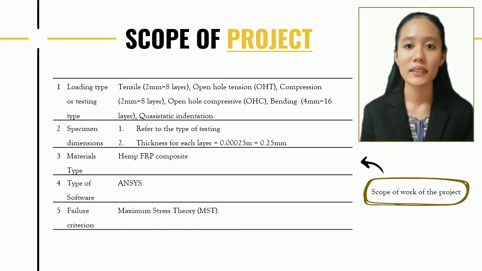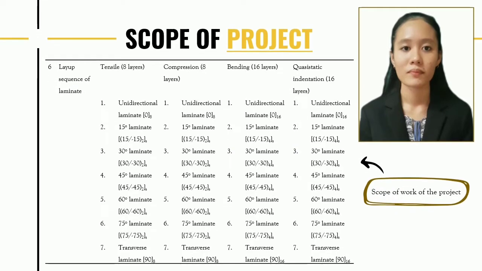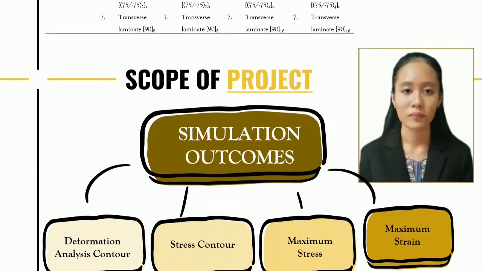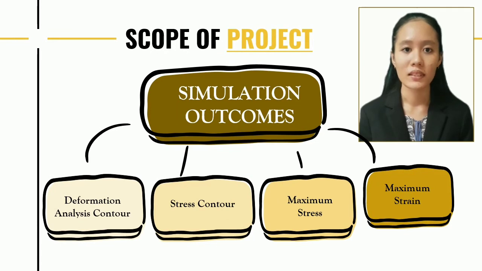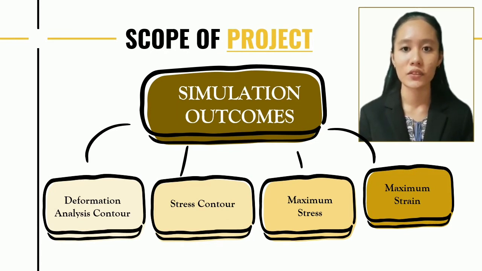There will be 6 loading types, which are tensile, open hole tensile, compression, open hole compression, bending, and quasi-static indentation. Shown is the layup sequence of the laminate that will be used in each testing. The outcomes of this simulation are deformation analysis, stress contour, maximum stress, and maximum strain.